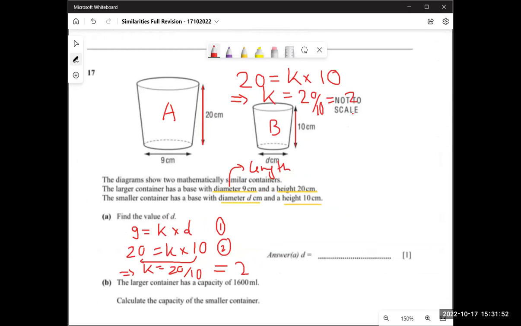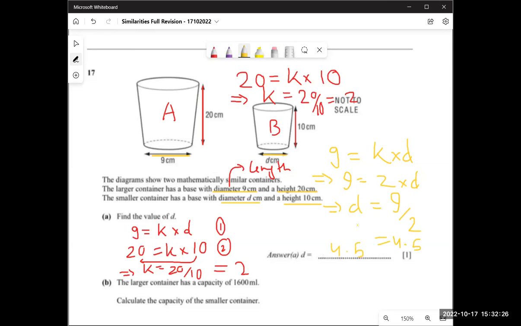Similarly, I can use the diameter to make a similar equation. 9 equals k times d. I don't know what d is, but from the last equation I found k. So 9 equals 2 times d. Therefore, d is how much? Diana, tell me what is d? 9 by 2, so 4.5. The answer is 4.5. Any doubts, anyone?